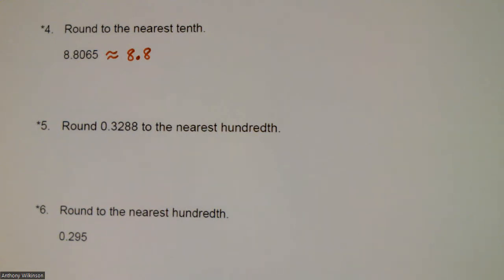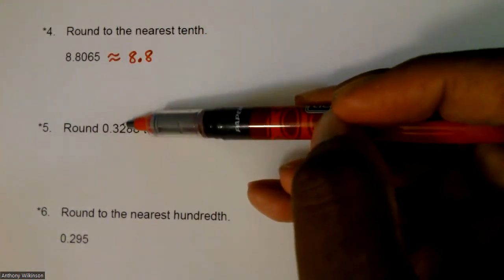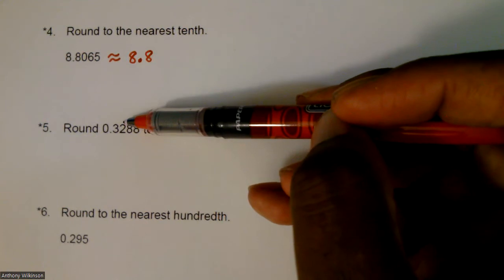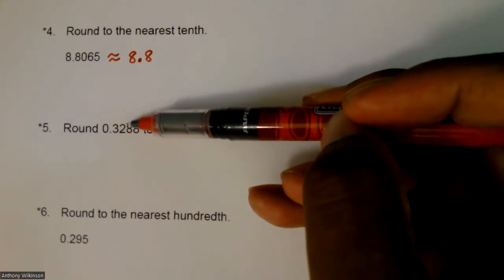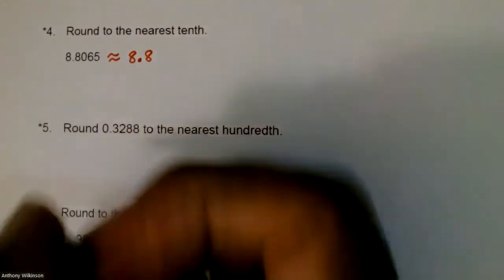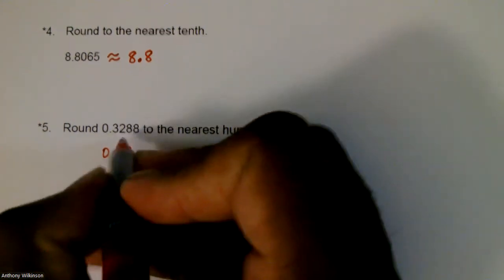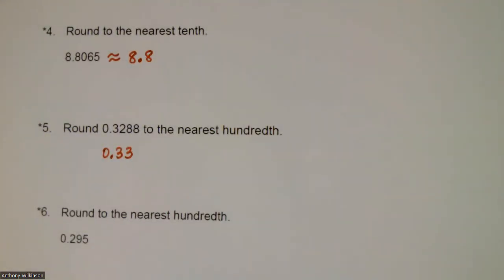All right, number 5 is 0.3288 to the nearest hundredth. Well, let's look at the digit that's in the hundredths place. That's the second digit after the decimal point. That's this 2 right here. To the right of that is 8. This 8 is bigger than 5, so we increase the 2 to a 3 and drop the remaining digits. So it'd be 0.33.